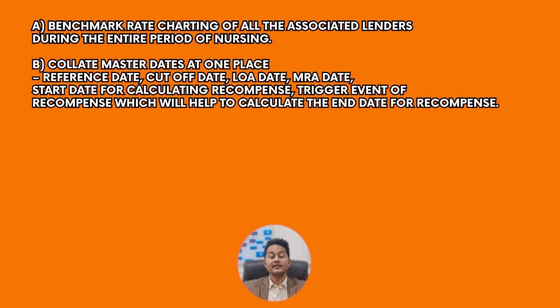Point B, you have to collate all the master dates, the important dates associated with the restructuring package at one place. Reference date, cutoff date, approval date, documentation or the MRA date, the start date for calculating recompense, the trigger event which has triggered the ROR. There are about 4 or 5 trigger events which may trigger the ROR.